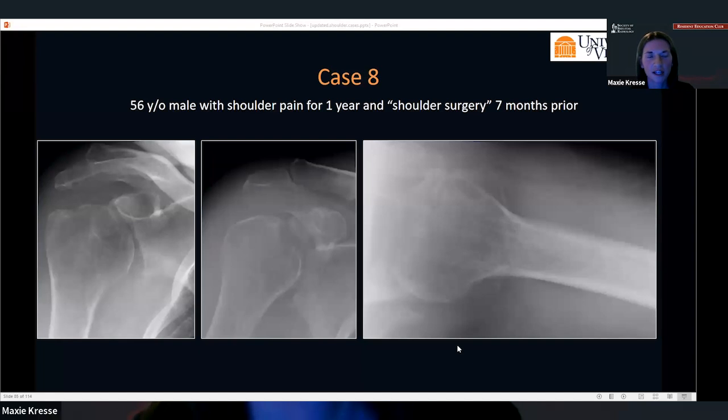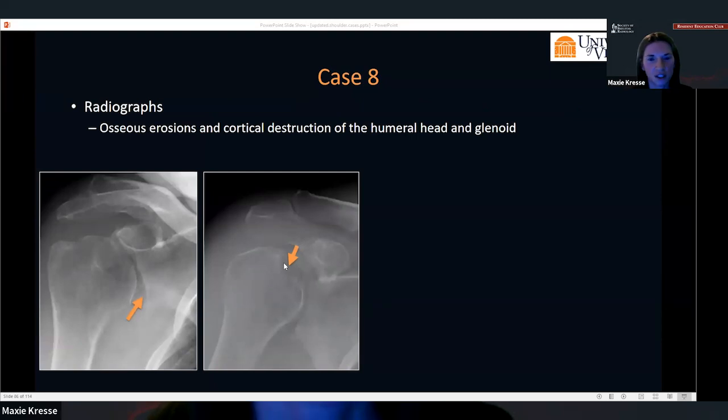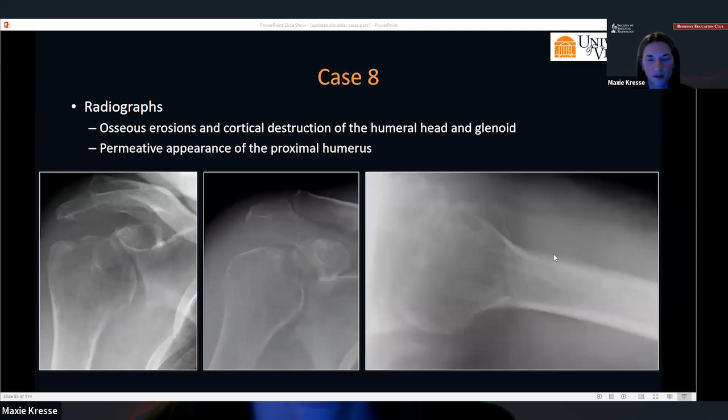So case 8, 56-year-old male, shoulder pain for 1 year, had a prior shoulder surgery 7 months before. Give you guys a second to look at these images. Compared to that neuropathic one, this one has some erosions on both sides of the joint that look more acute appearing. You have erosion at the humeral head, the glenoid, permeative appearance of the bone here.